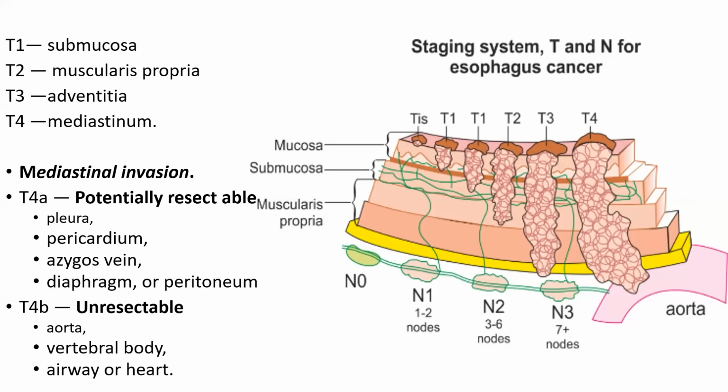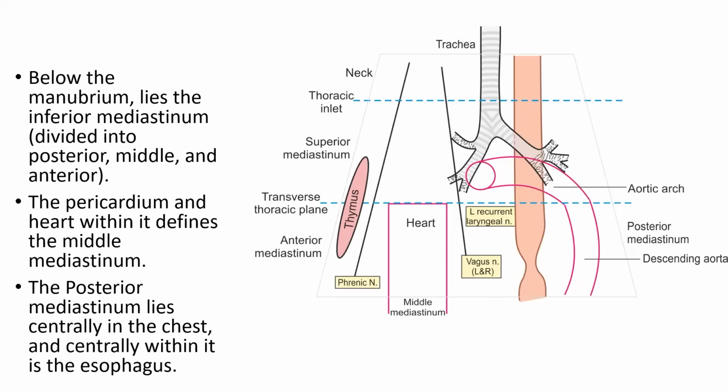T4 is further divided into T4A and T4B, which we can assess to a reasonable extent by endoscopic ultrasound. But for this matter, one thing I would say for mediastinal invasion, the best, most important test is endoscopic ultrasound, because it has the ability to assess the mediastinal invasion.